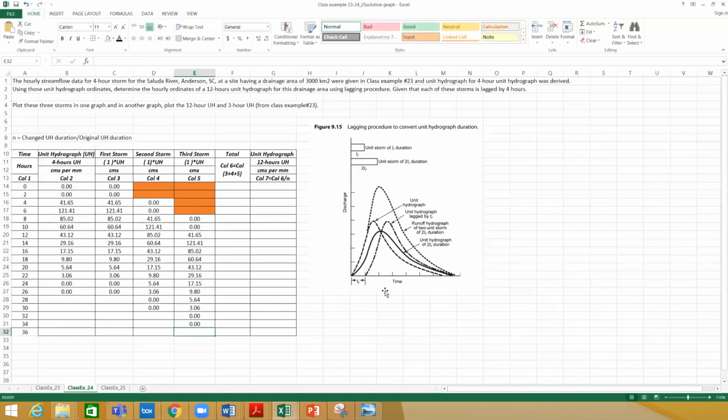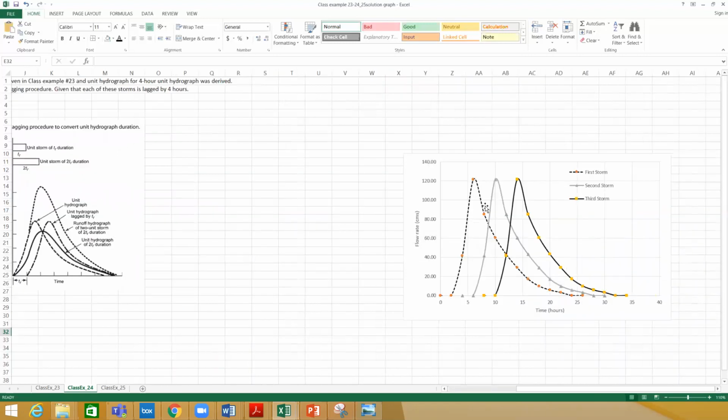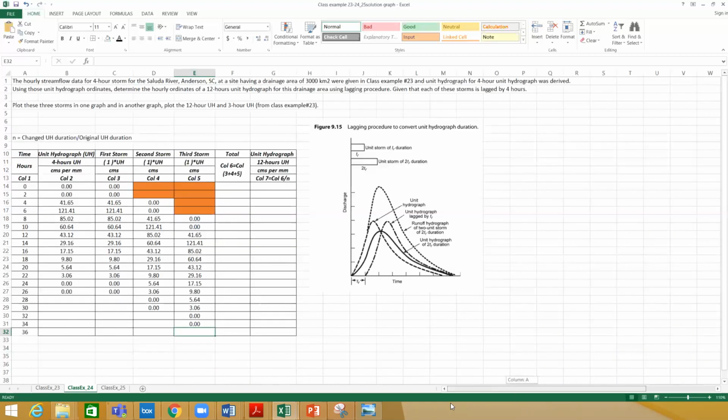Okay. Now, the question was to plot these 3 storms in one graph. So that's what we did here. If I show you that one, you see, the first one is this one. After 4 hours, the second one started, and after 8 hours, the third one actually started. So we have all the 3 different storms in one graph.